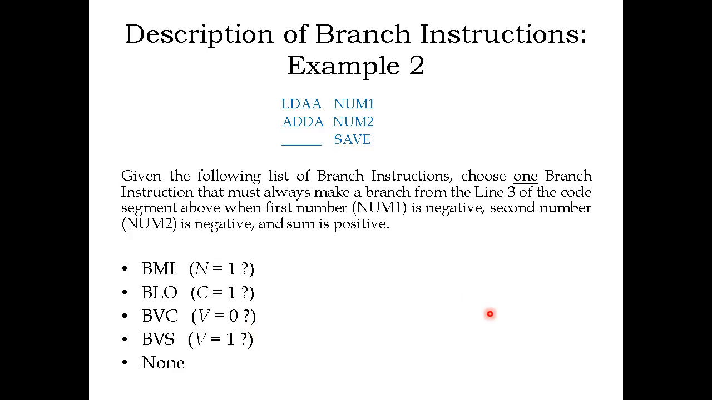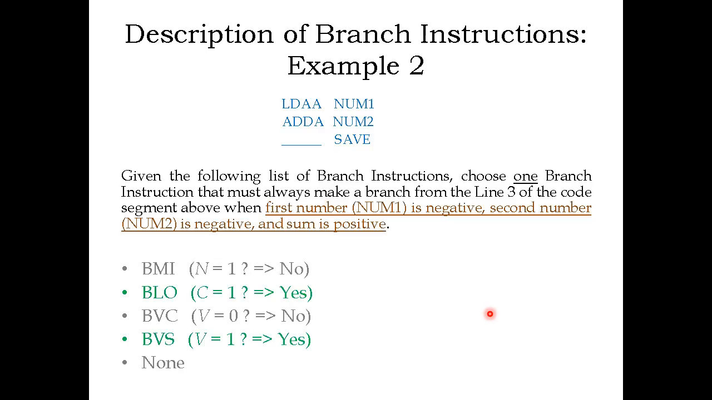We have both numbers negative and the sum is positive. What happens to V flag? Let's recall the condition. Both numbers are positive and the sum is negative, or both negative and the sum positive. V flag is set, right? For addition, because we're doing an addition, right? Check the second line, ADDA, second line of the code. So we are actually doing an addition, so the V flag is set again. So pretty much V flag and C flag will be set. So we have these two correct answers here. And all you have to do is just select one out of these two.